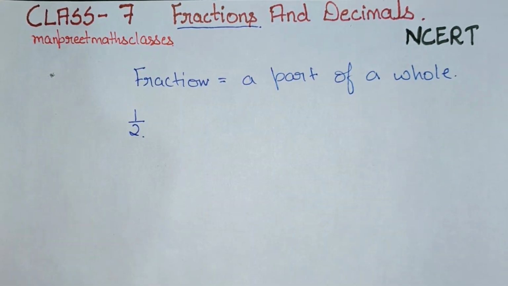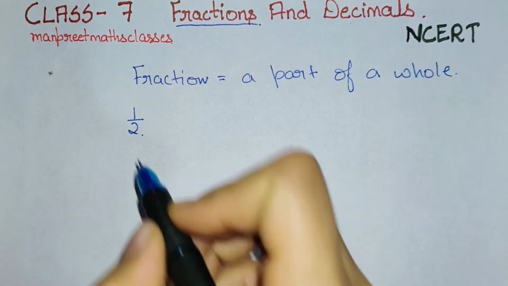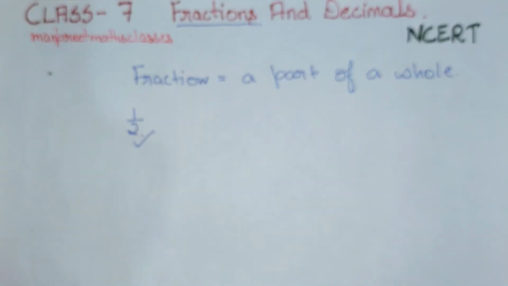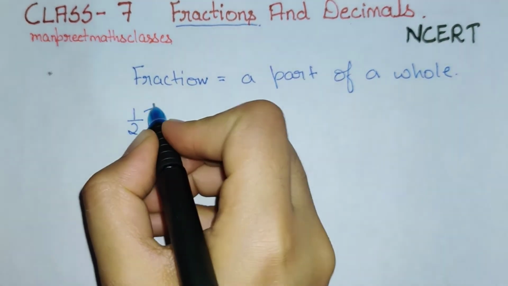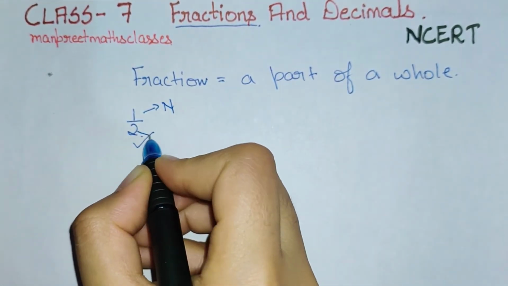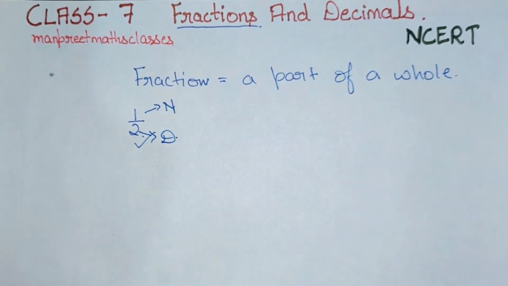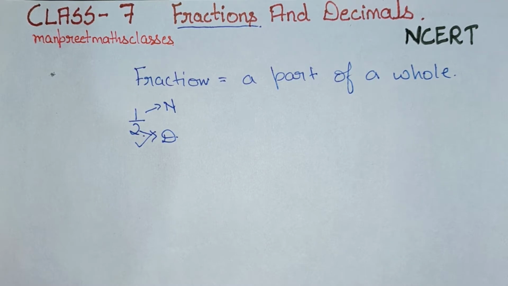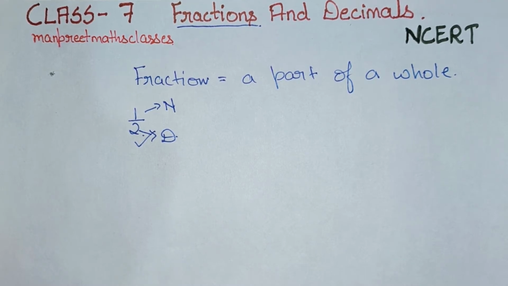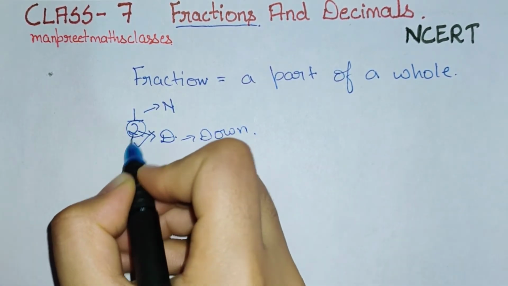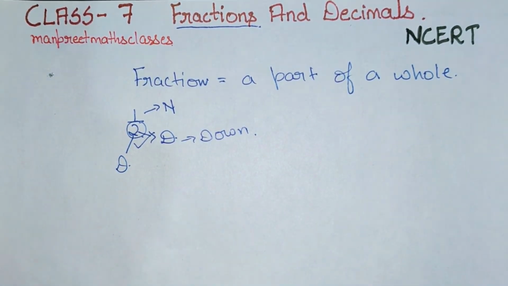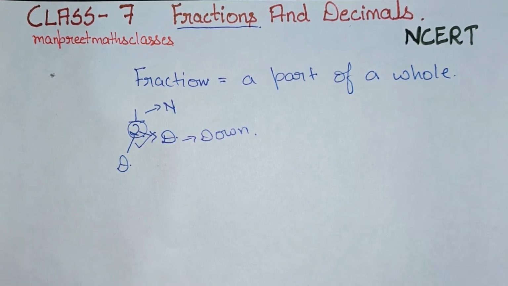1 upon 2 is a fraction. We normally say it as half. So what are the parts of a fraction? There are two parts. The upper part is known as numerator and this one is known as denominator. There is a confusion about which is numerator and which is denominator. You can understand it like this: D for down. So which is down in the fraction will be known as denominator and the part which is on the upside is known as numerator.